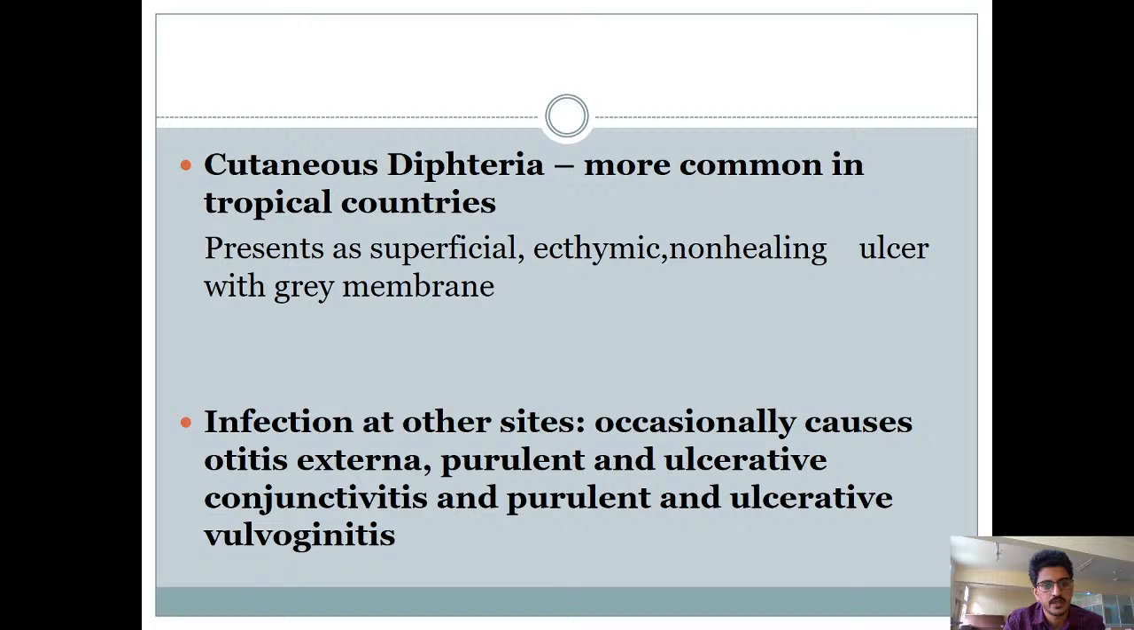Cutaneous diphtheria is more common in tropical countries. It presents as a superficial, ecthymatous, non-healing ulcer with gray membrane. Infection at other sites occasionally causes otitis externa, purulent and ulcerative conjunctivitis, and purulent and ulcerative vulvovaginitis.